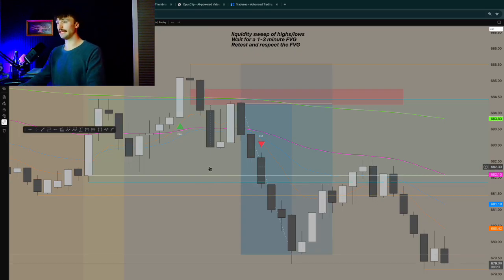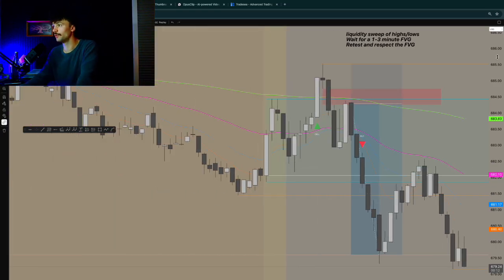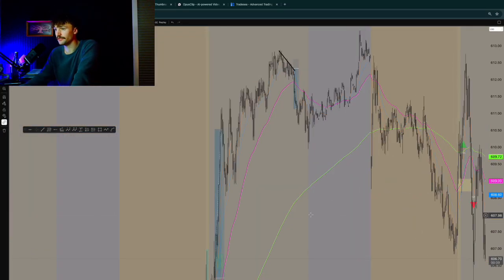So this is a great example of a bearish BB model. Okay, so we sweep highs, then we create a fair value gap, then we come back down, retest that fair value gap, we get our entry, and we move on. So let's go ahead and switch over to another example that actually happened the other day, and this was a great example of this.